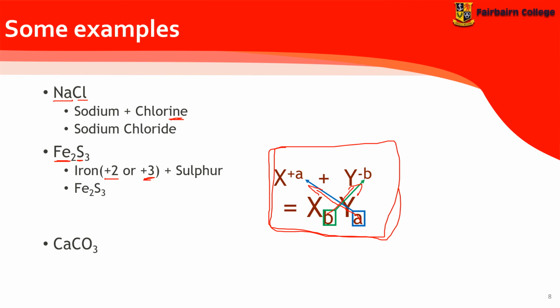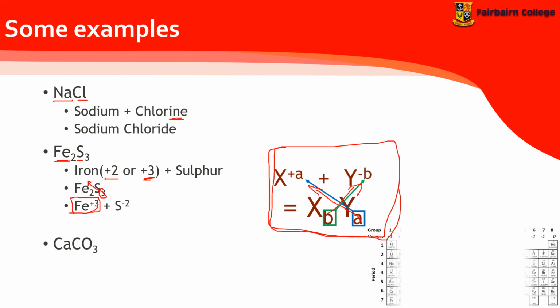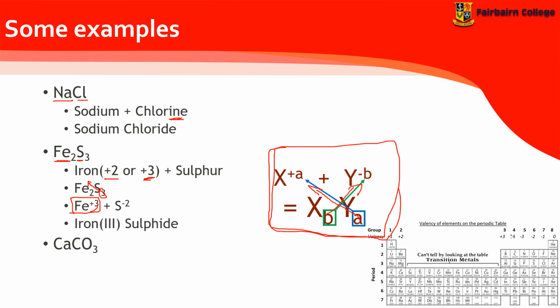If we take the 3 and the 2 over, then we see that the variant of iron used in this example is 3, because the 3 from the sulfur goes over to the iron. So it's Fe 3+ and sulfur 2-. We name this iron(III) sulfide. Then the next one, we have Ca and then CO3.